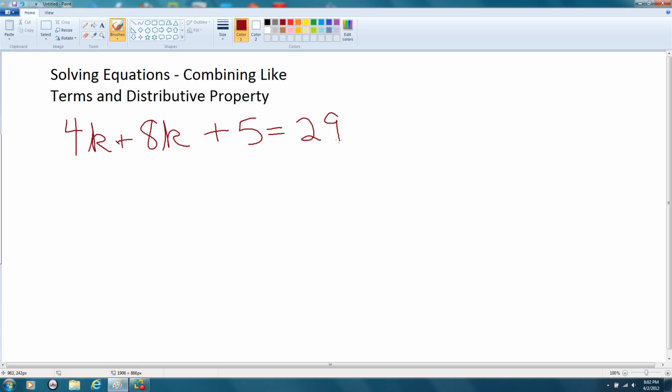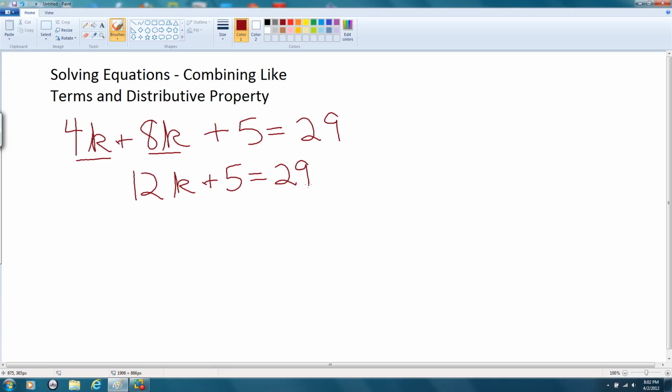So what I'm going to do here is I can combine these like terms here. So I have 4k plus 8k. Think, if I have 4 kittens plus 8 kittens, I have 12 kittens. So I have 12k plus 5 is equal to 29. So I'm just combining like terms.